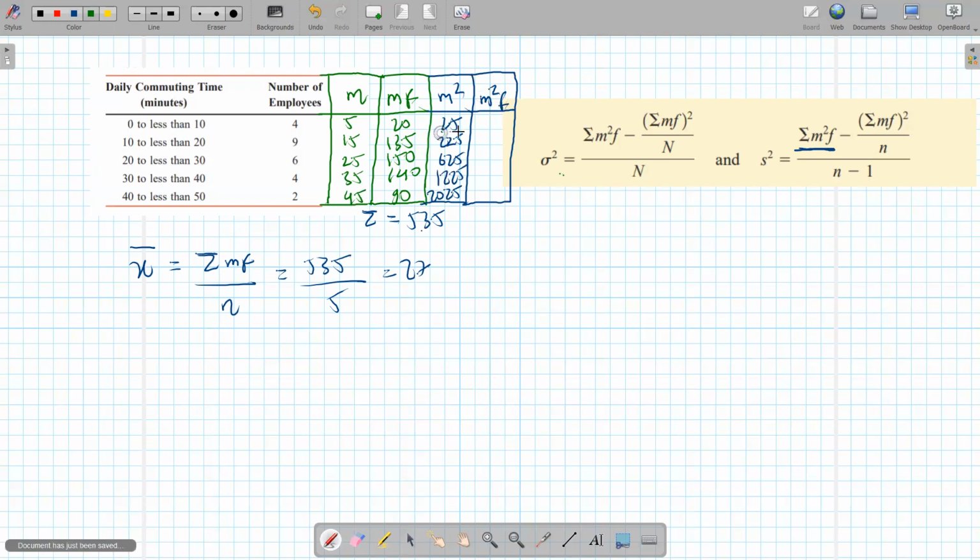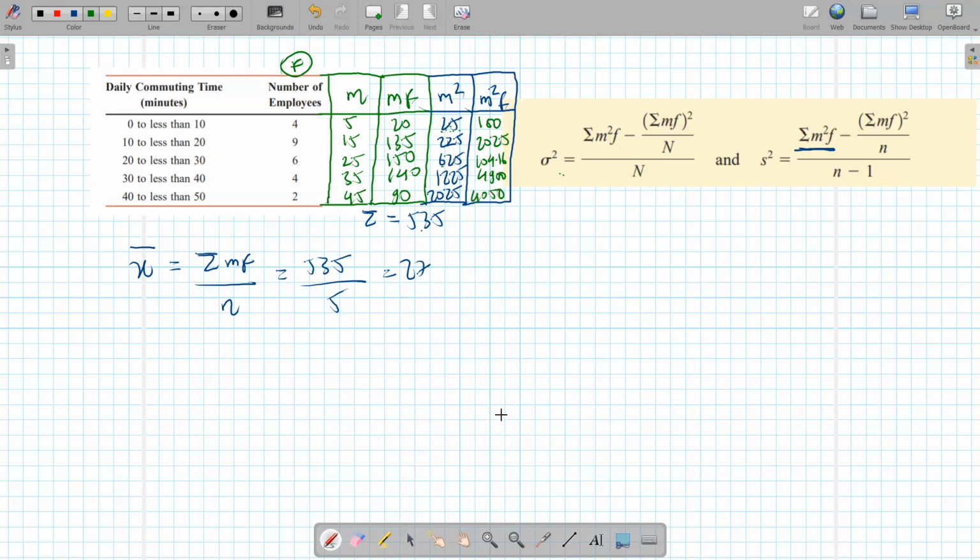See, your m squared is 25. F is just the number of employees. It's going to be 25 times 4, which is 100 for the first one. The next one is going to be 225 times 9. The next one is going to be 625 times 6, which is not a nice number. It's 104.16. The next one is going to be 1225 times 4, 4900. The last one's going to be 4050.